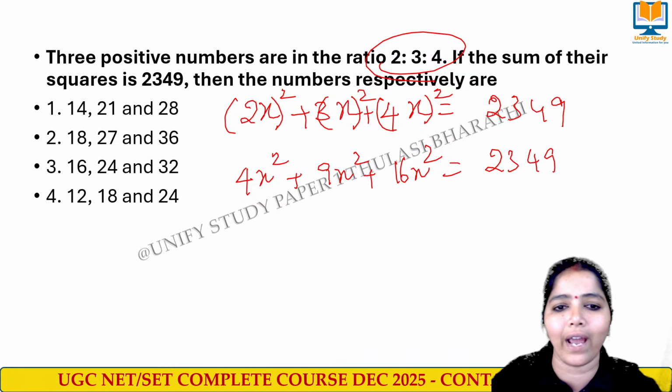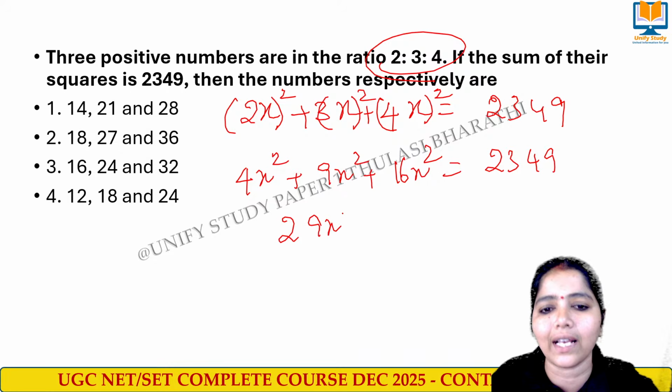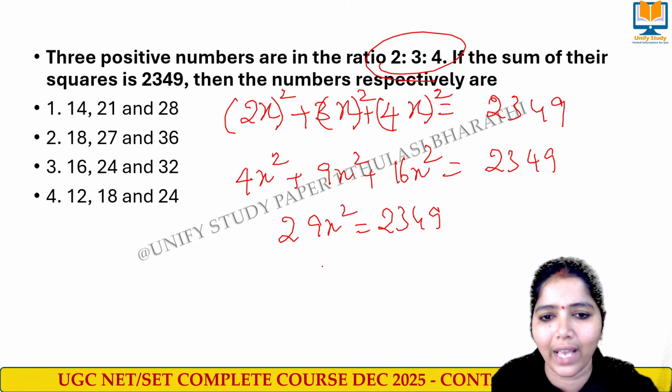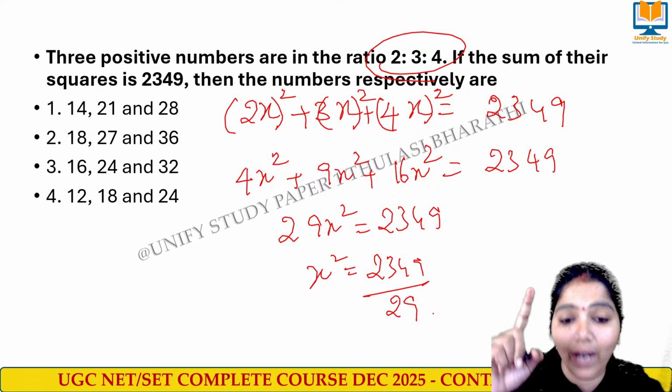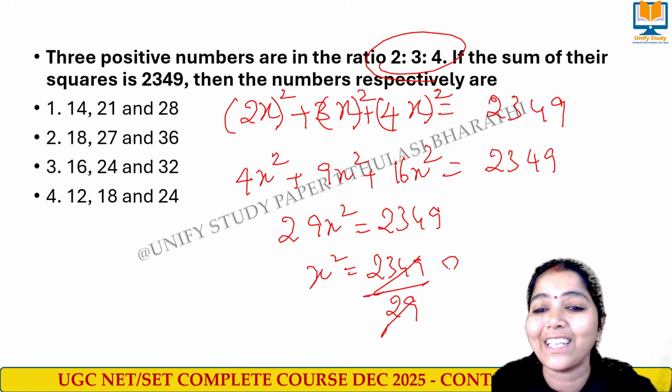So 2349. When I add 4x squared, 9x squared, 16x squared, everything together, I'll be getting 29x squared is equivalent to 2349. So when I calculate the value of x here, what will be the value of x? Yes, x squared is equivalent to 2349 divided by 29. When I divide 2349 by 29, it gives you 81.